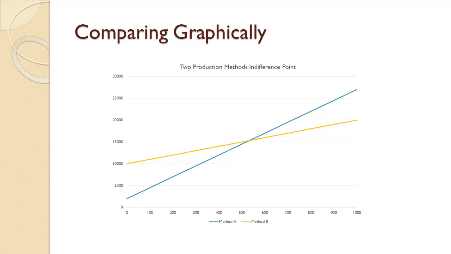Since a lower line represents lower cost, below the indifference point we prefer method A, and above the indifference point we prefer method B. With two production methods, in general, below the indifference point we prefer the method with the lower fixed cost, and above the indifference point we prefer the method with the lower variable cost.